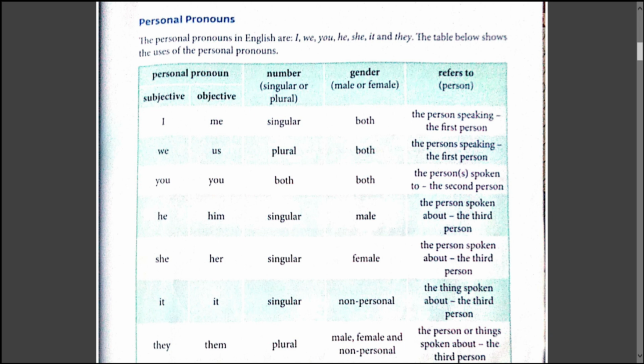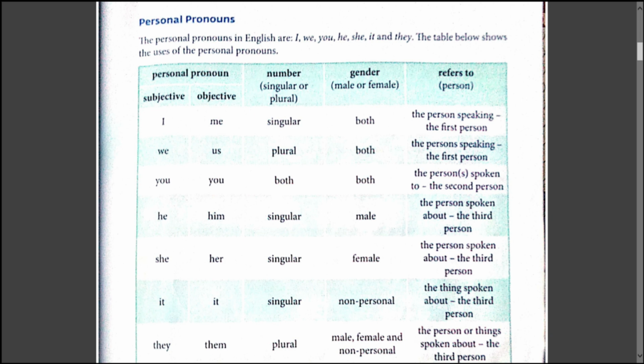Let's go further. Next one, we. If we is in the subjective, that is in the subject place, then in the object it will turn into us. And we, when I say it is more than one, so it is plural. It can be used for male also and female also. So both. Next, the person speaking is again the first person. We means you are including yourself with others.